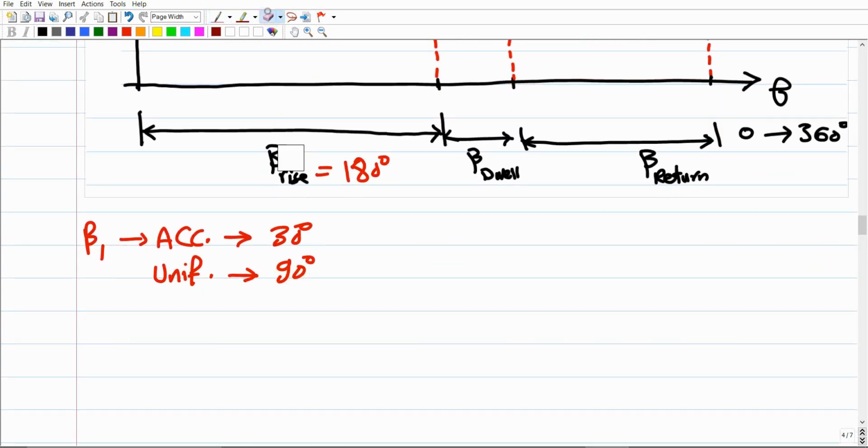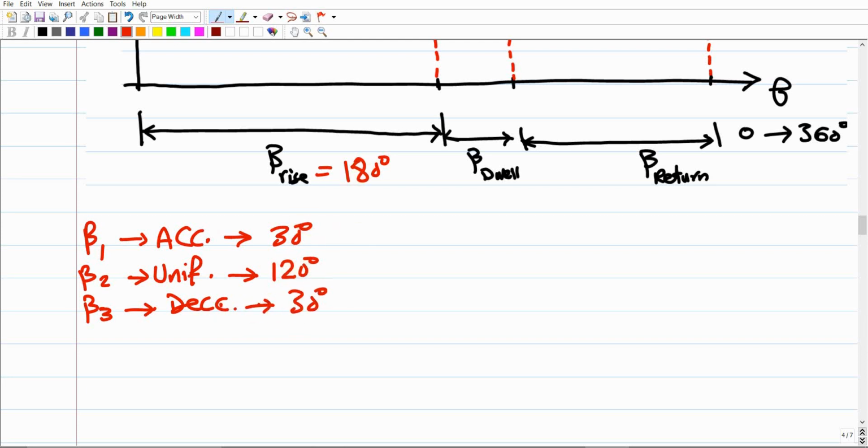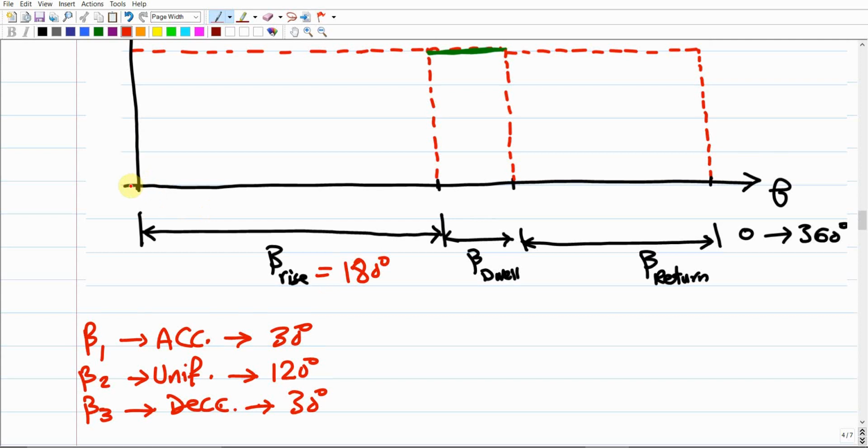Let us assume that this is 120 degrees. So 120 degrees in the middle, this is going to be uniform. This should be beta 2, and beta 3 is already given, since definitely it should be the remaining, the rest. If you subtract 180 minus 30 minus 120, this is going to give us 30 degrees. It means that we're going to start with acceleration for 30 degrees only out of the 180, and 120 degrees uniform motion. Then the last 30 degrees will be decelerating.